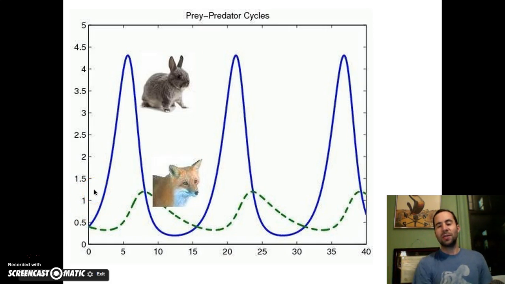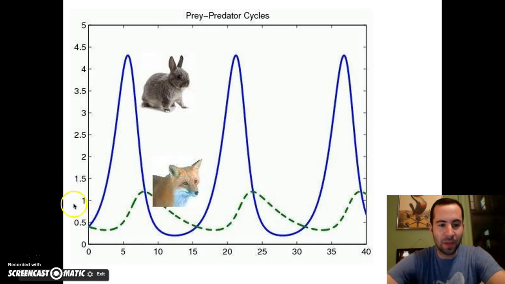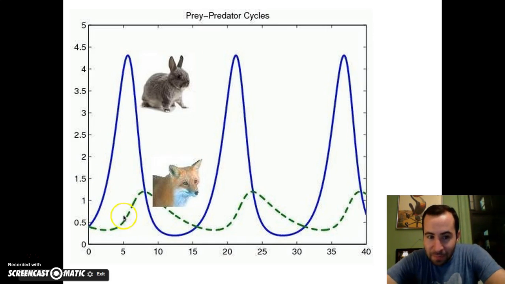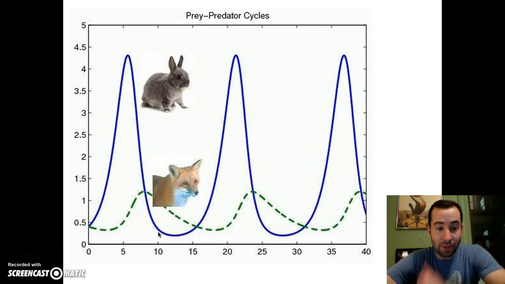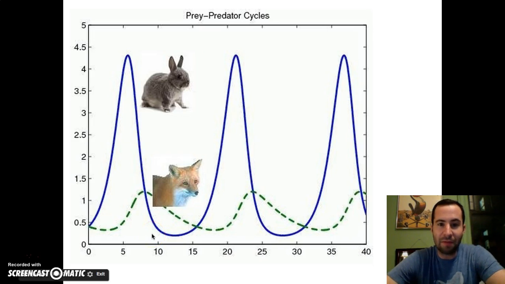And what you should notice in this graph is the following. The fox population starts out kind of low, but as soon as the rabbit population gets high, then a little bit later, the fox population starts to increase. But as the fox population increases, look what happens to the rabbit population. It drops. There's more predators hunting that prey. So that is the graph that you need to understand, predator-prey cycles.